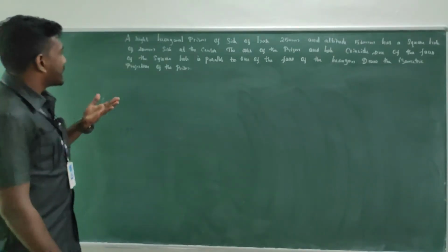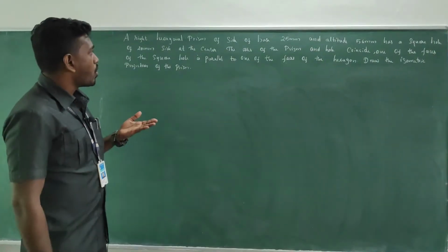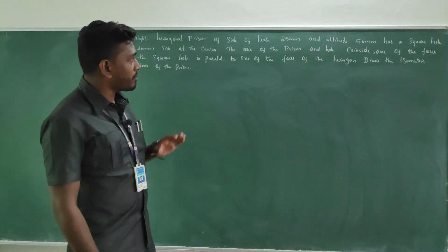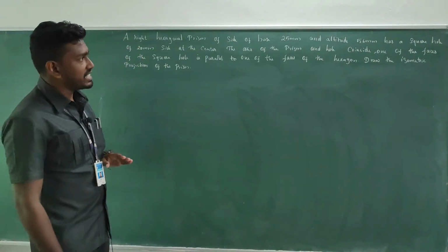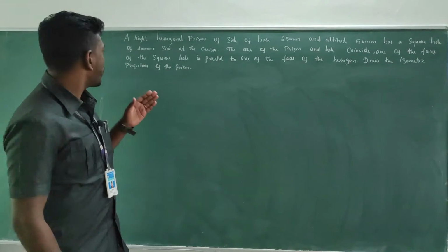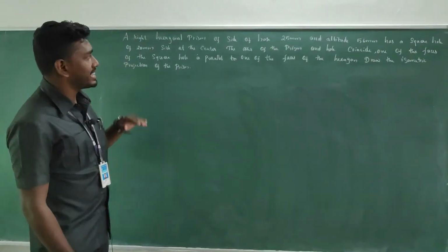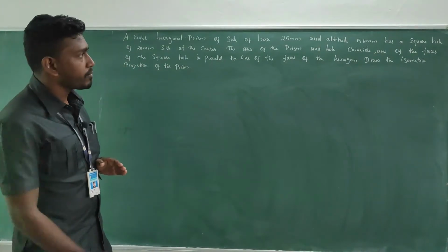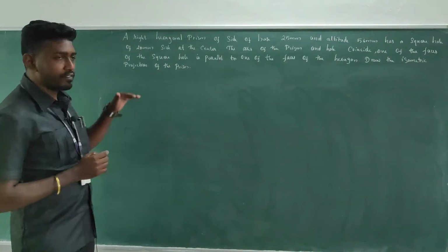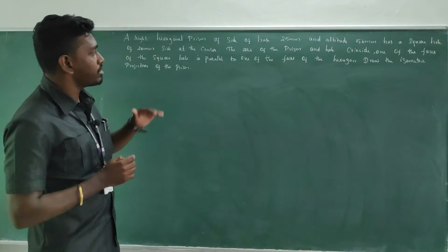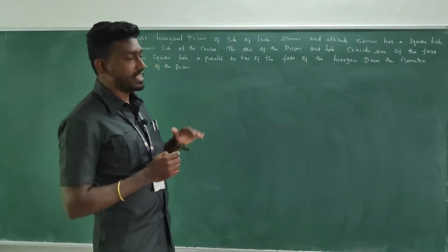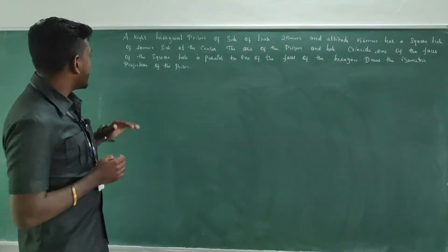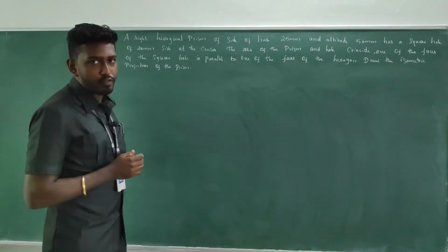A right hexagonal prism of side of base 25 mm and altitude 56 mm has a square hole of 20 mm side at the center. The axis of the prism and hole coincide. One of the faces of the square hole is parallel to one of the faces of the hexagon. Draw the isometric projection of the prism.